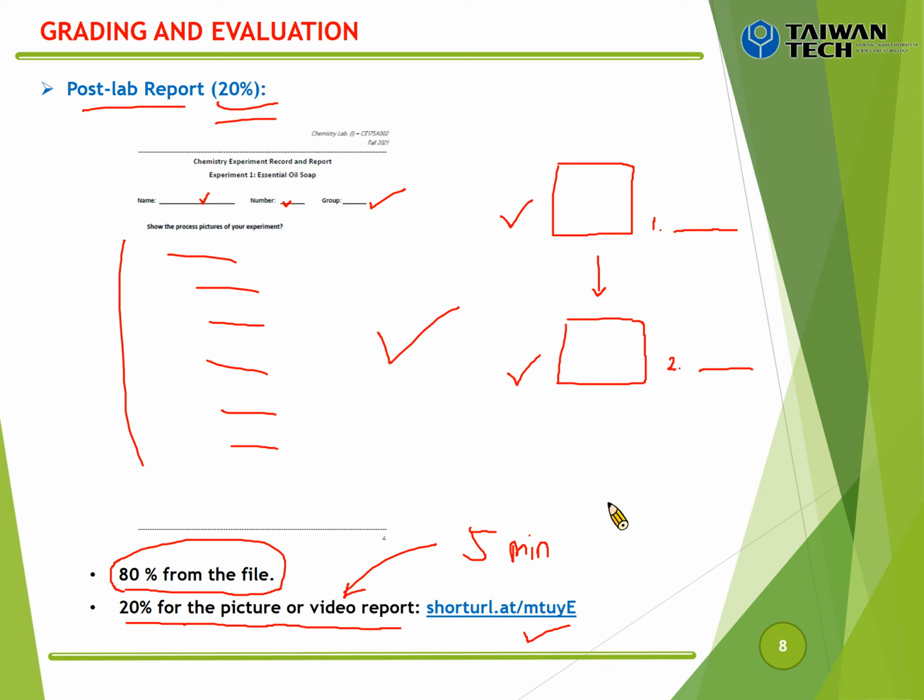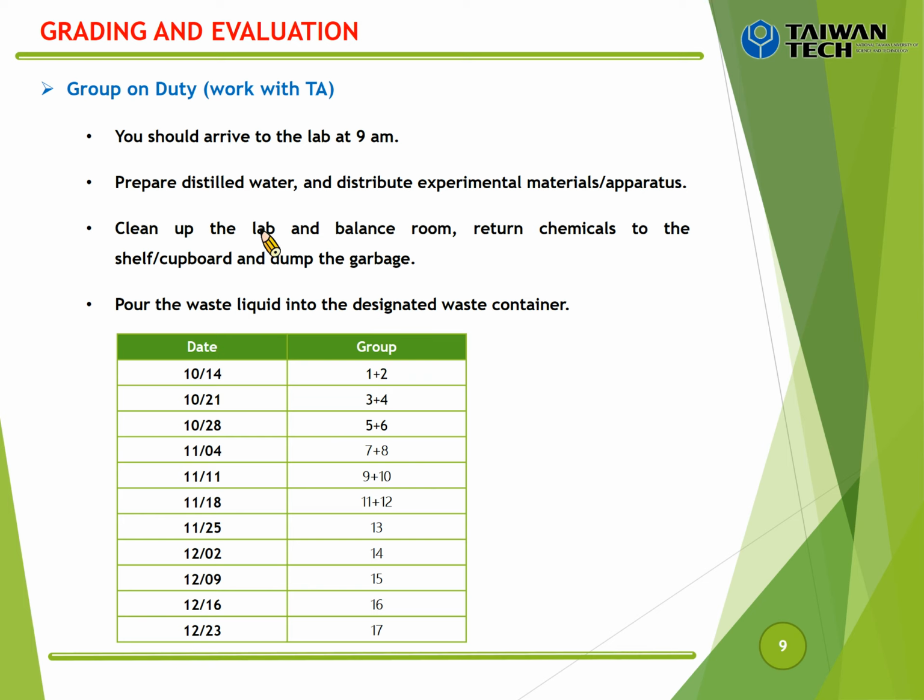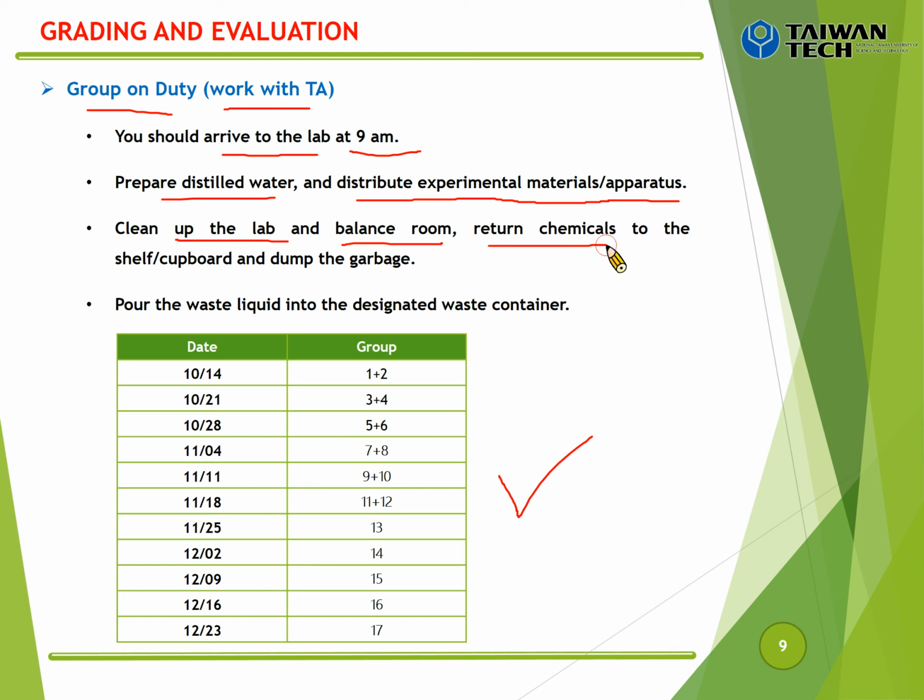And the next part, we talk about the group on duty, and you need to work with the TA. So I have the schedule here, and for the group who work for that week, you need to come to the lab at 9 a.m. Okay, so you need to come earlier. And you need to prepare the DI water. You need to distribute experimental material or maybe some tools, and you need to clean up the lab and the balance room and return the chemicals, or you need to dump the garbage.